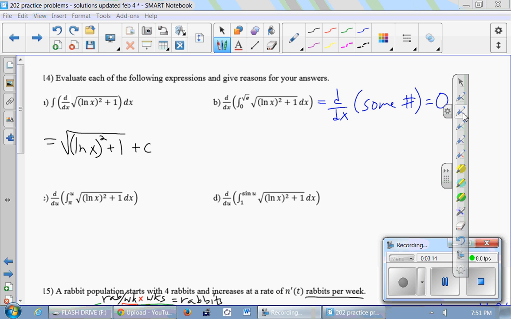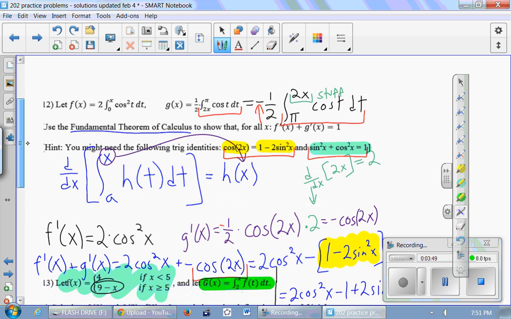Part C, derivative d du of the integral from pi to u of that same square root function. Okay, so this now is something that's different. This is the integral from a number up to a variable. This was from a number up to a number. And so if you saw this form and you said, oh, good, that's the fundamental theorem of calculus, well, you were on the right track. But the fundamental theorem of calculus has a very specific form that looks almost but not quite like that and does look an awful lot like that. So I'm just going to go a page back because I've written this fundamental theorem on a previous problem.